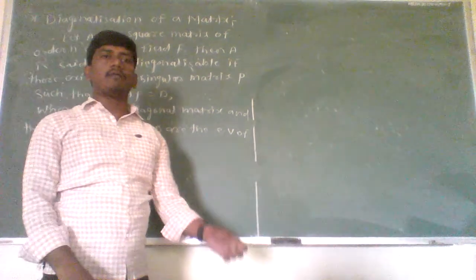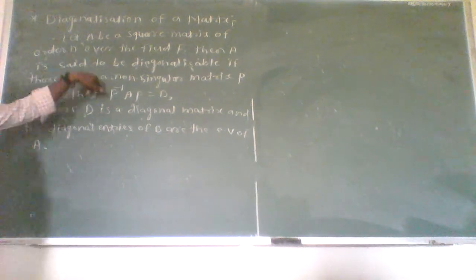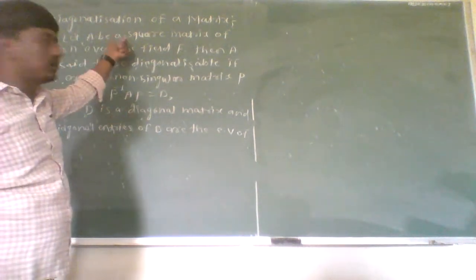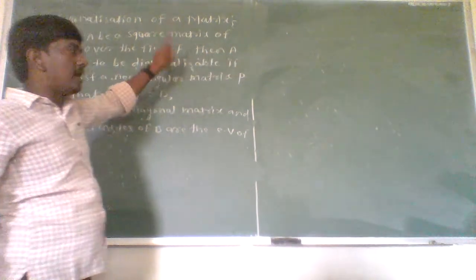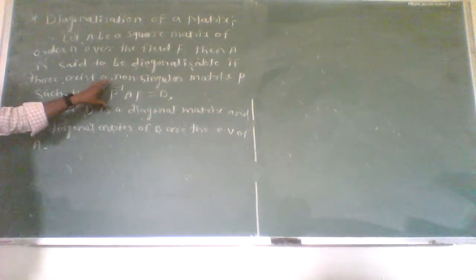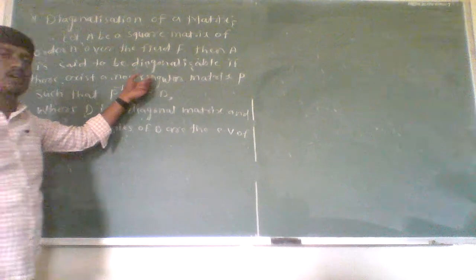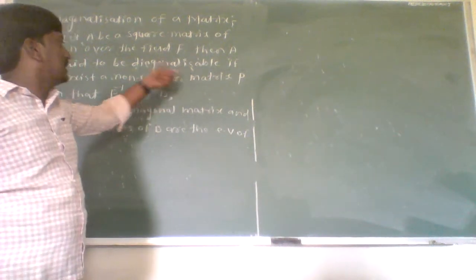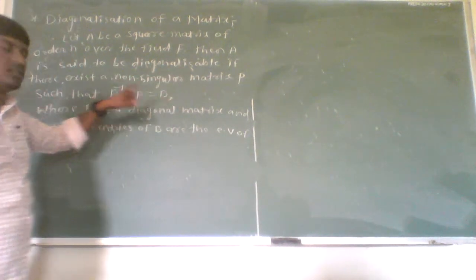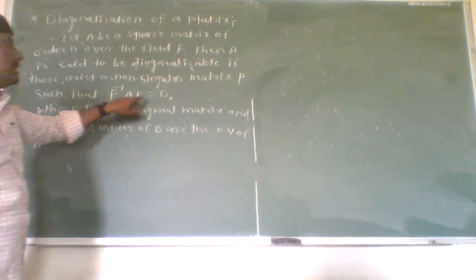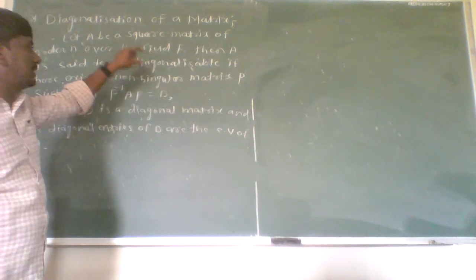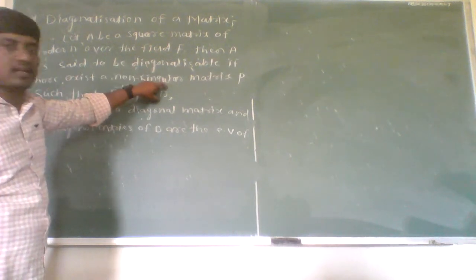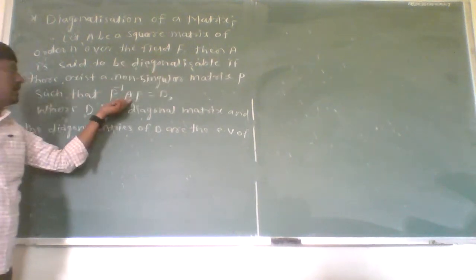So when we say that the given matrix A is a diagonalizable matrix: suppose the matrix A is a square matrix of order n over the field, then this matrix A is said to be diagonalizable if there exists a non-singular matrix P, non-singular meaning the determinant is not equal to 0. That is, there exists a non-singular matrix P such that P inverse AP is D, where D is a diagonal matrix, and the diagonal entries of this matrix are the characteristic values of the matrix A.